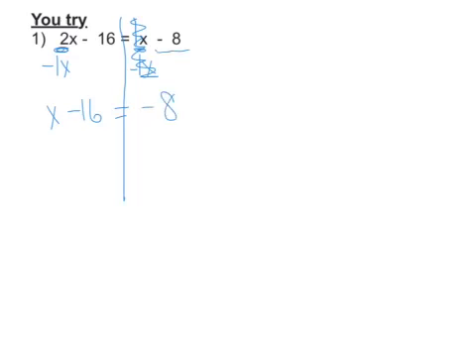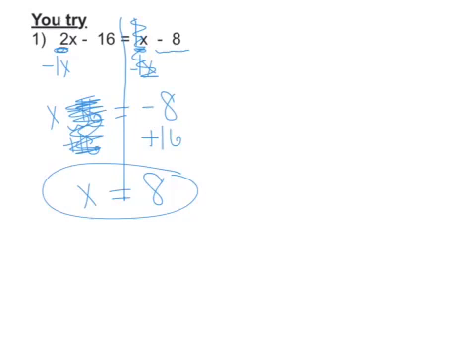Okay, we're trying to get the x by itself, so our second step is to get rid of the constant, which is this minus 16 or a negative 16. So we'll add 16 to both sides. On the left, our 16s will cancel. Negative 16 plus 16 cancels. We'll have an x left equals, and negative 8 plus 16 would give us 8. So x equals 8.